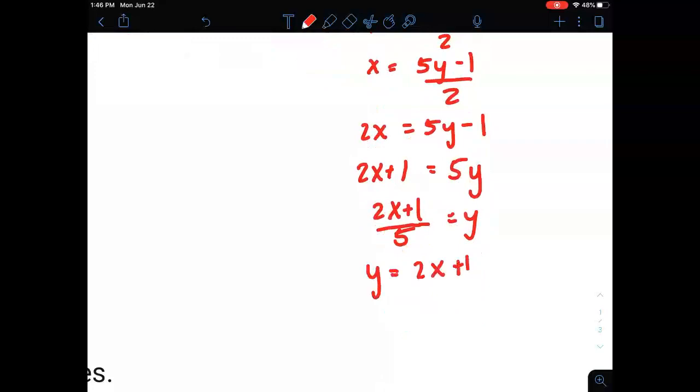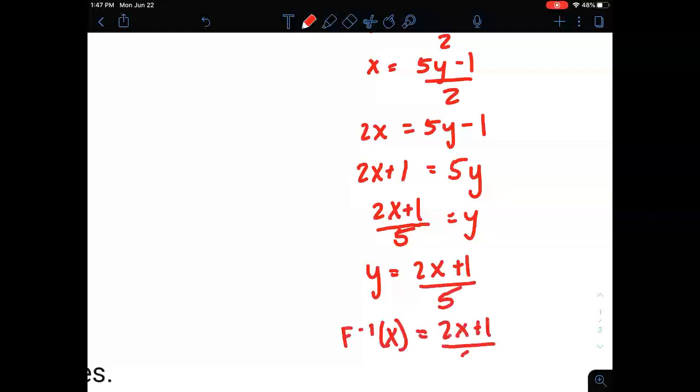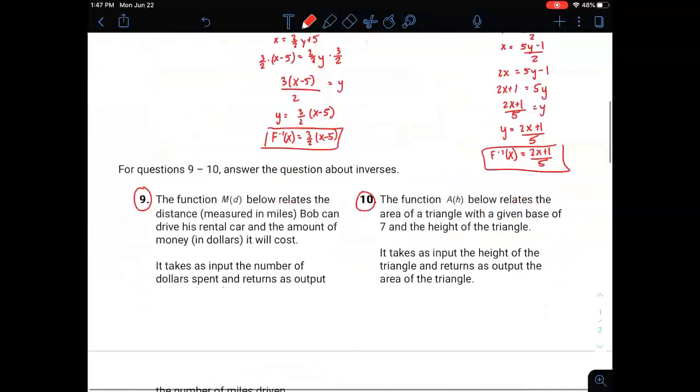We flip y to the other side, (2x plus 1) over 5, and then write it in our inverse function notation, (2x plus 1) over 5. Okay, again, hopefully the math here is not too difficult. It's about getting a process down and making sure you're following through accurately every single time.